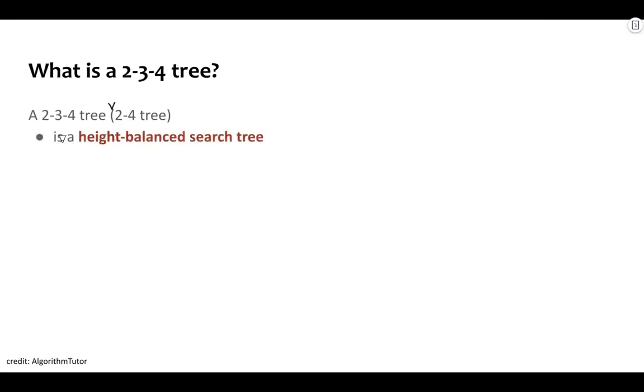A 2, 3, 4 tree is a height-balanced search tree. So it is a type of binary search tree. However, the height is balanced. We saw in the last class that an AVL tree was also a height balanced tree. However, 2, 3, 4 tree is another type of height balanced search tree.